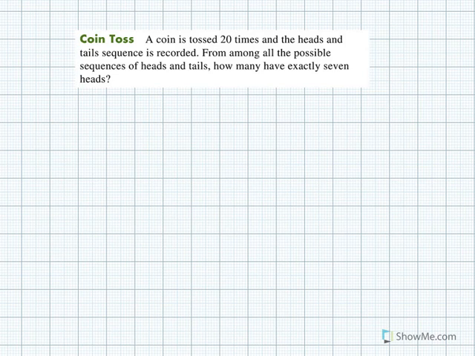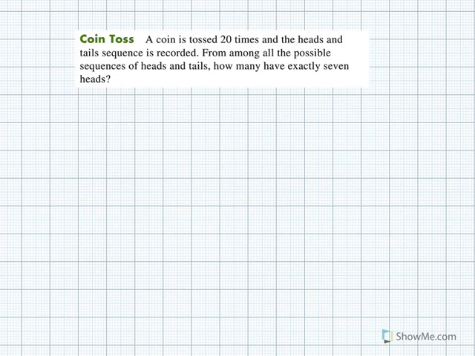All right, one more coin toss problem. A coin is tossed 20 times and the heads and tails sequence is recorded. From among all the possible sequences of heads and tails, how many have exactly 7 heads? So this question is pretty similar to choosing a word, where if the word has any repetition, you need to know how many unique, distinguishable words you can make out of those letters. And remember that Mississippi example that we took in class.